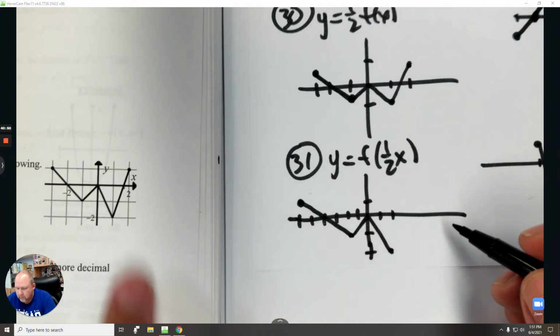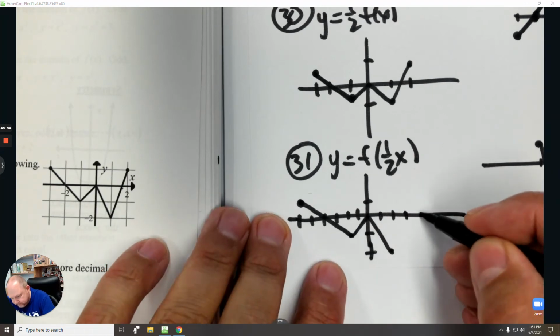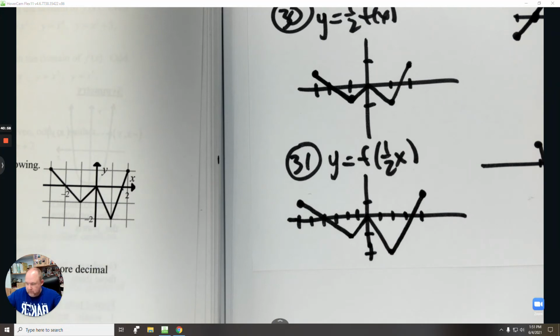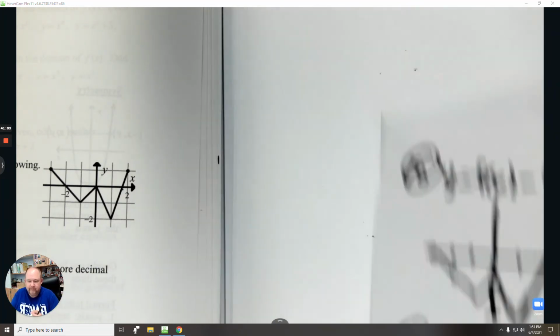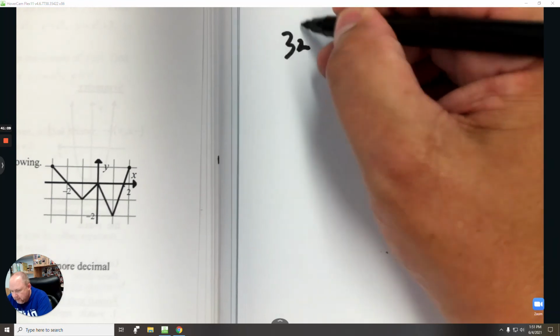And then the last one is 4 and positive 1. So it's all been stretched out to the right. All right, last one. Like this, 32. We're almost at the end.